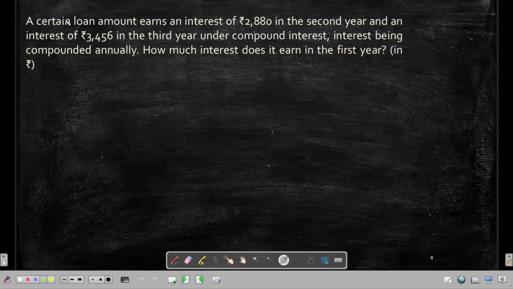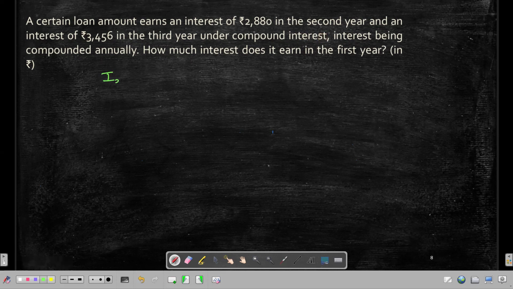Consider the question. A certain loan amount earns an interest of rupees 2880 in the second year and an interest of rupees 3456 in the third year under compound interest.